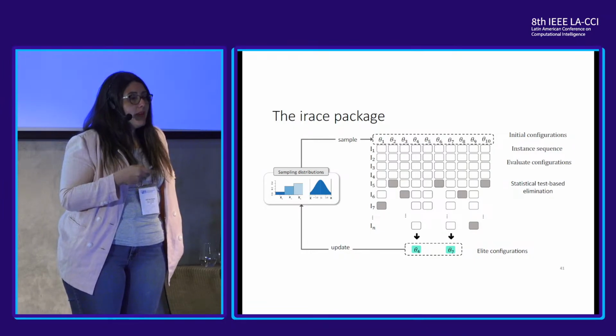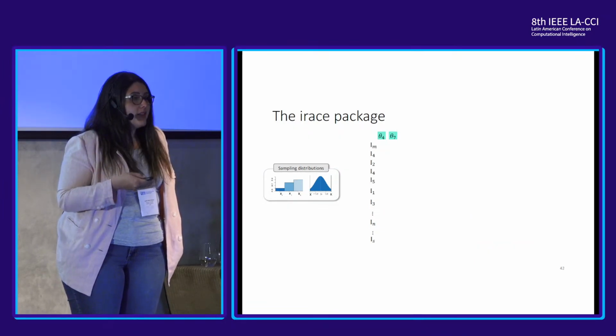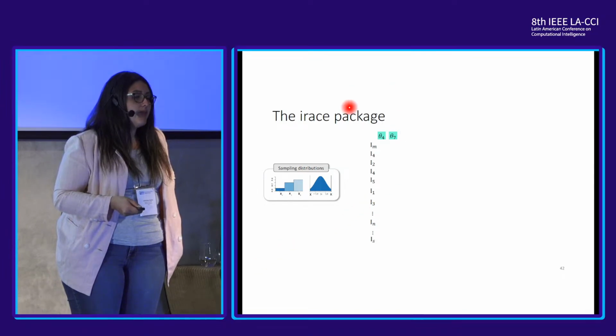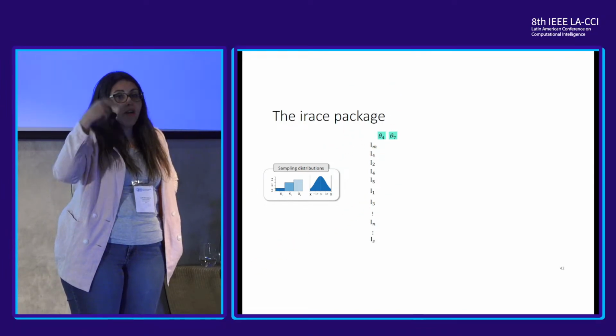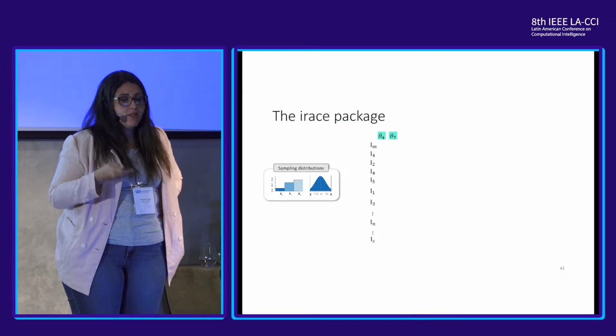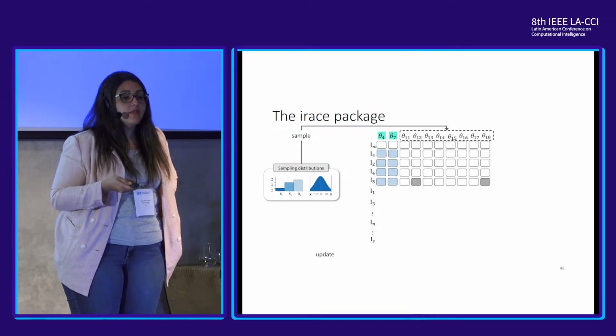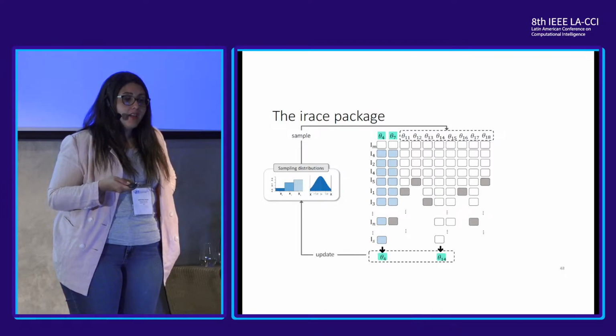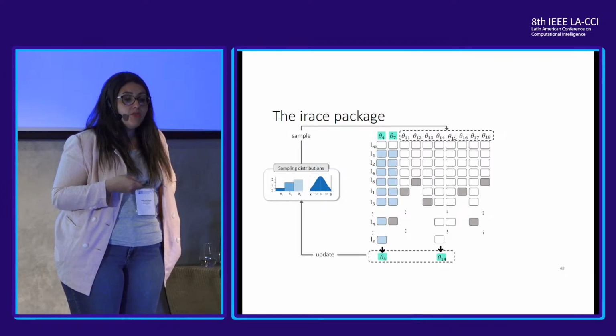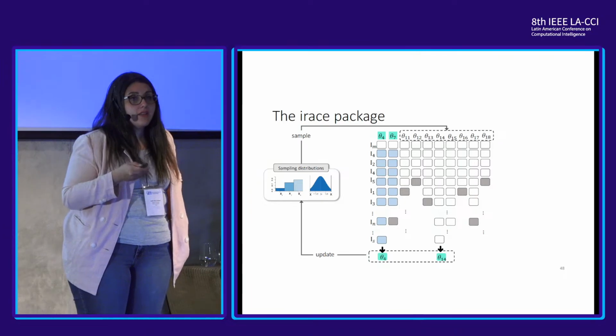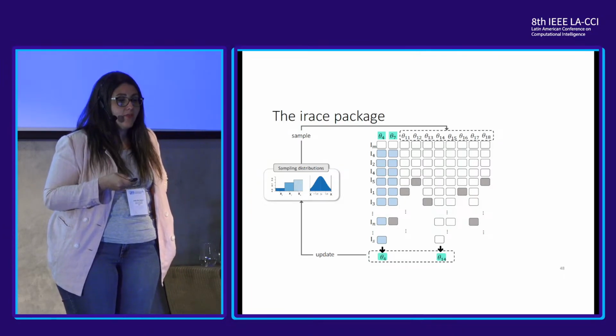Again, we do the sampling, and we continue with the next iteration, having these configurations that are coming from the previous iteration, the elite ones, and the new ones, and we start again executing until we get new configurations. We update the sampling distribution and so on and so forth. This is how Irace works in a nutshell, right?